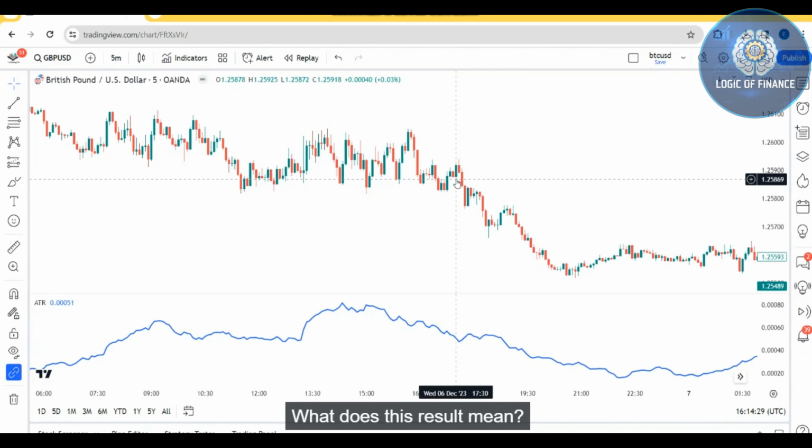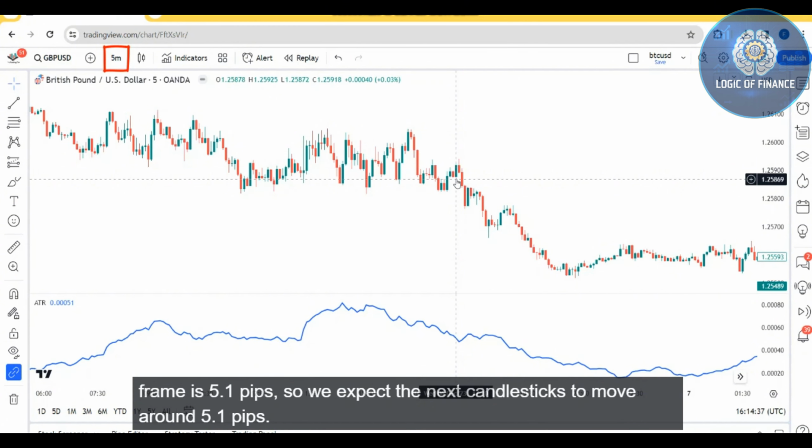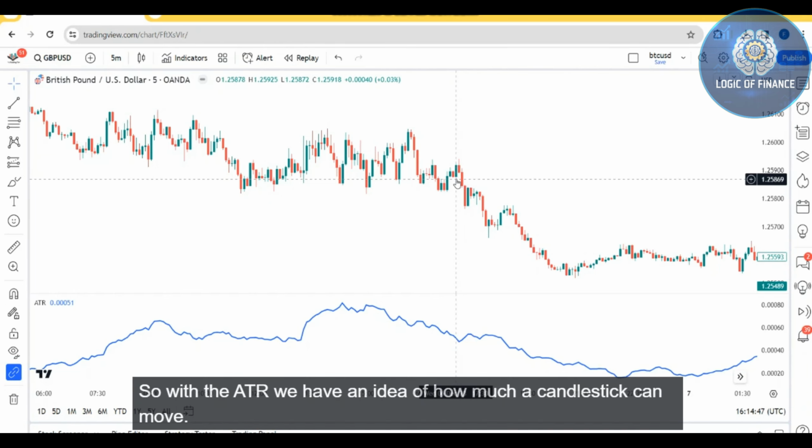What does this result mean? It means that the average volatility in a period of 5 minutes, since we are on a 5-minute time frame, is 5.1 pips, so we expect the next candlesticks to move around 5.1 pips. So with the ATR, we have an idea of how much a candlestick can move.